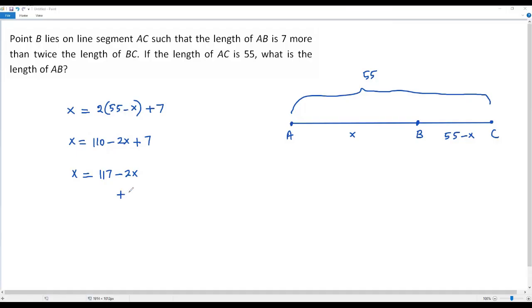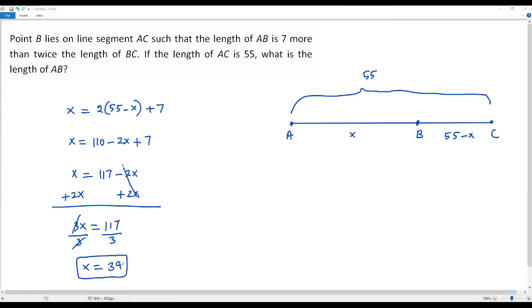Let's add 2X to both sides of this equation. Then this minus 2X plus 2X will cancel out. When I combine X and 2X, I'm getting 3X. On the right side, we have 117. Let's divide both sides of the equation by 3. This 3 will cancel out. I'm getting X on the left side. On the right side, when I divide 117 by 3, I'm getting 39. Here I got the value of X, that is the length of AB, 39.